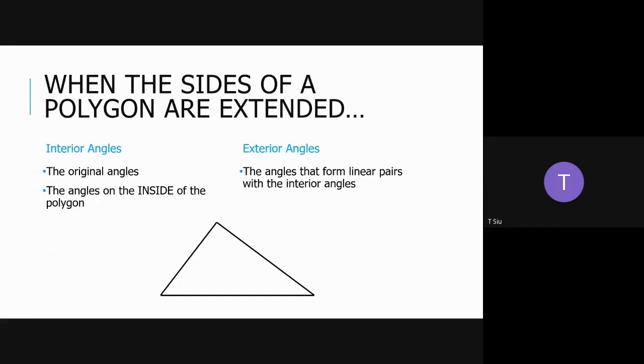When the sides of the polygon are extended, then we know that the interior angles are the angles on the inside, and the exterior angles will be the angles that are formed by the exterior of the polygon and the exterior line, which are drawn in blue.